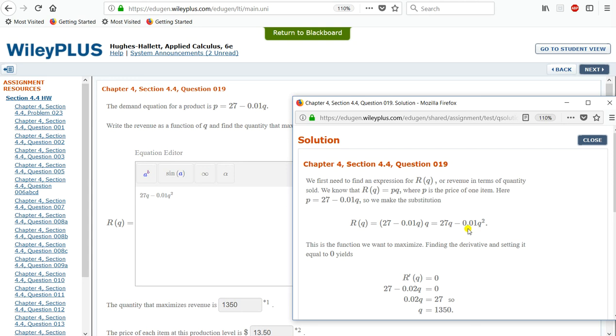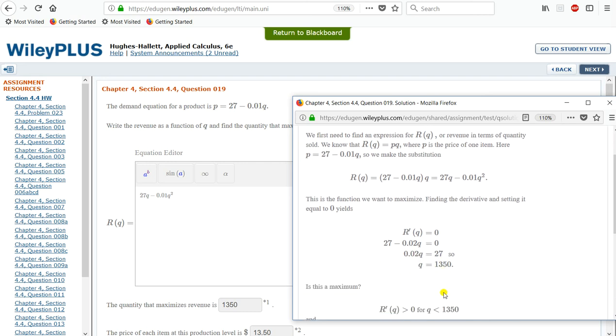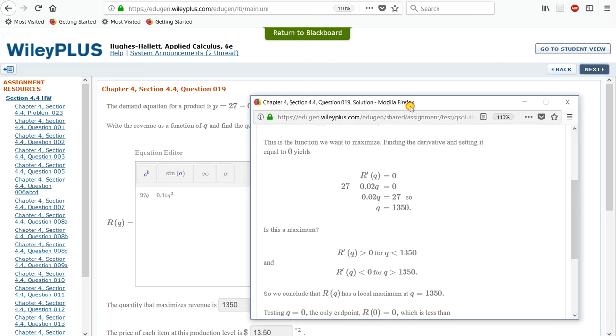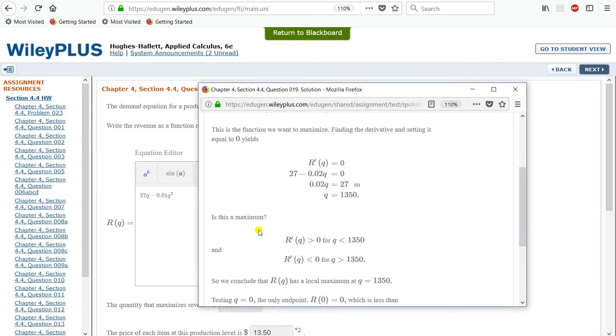And then again, to find the maximum of something, you have to find a critical value. Find the first derivative, R prime. You take the first derivative of this: 27Q becomes 27, and then bring down the 2 to 0.01, that's 0.02, subtract 1 from Q, and set it equal to 0, and solve for Q. You move this to the right side, divide both sides by 0.02, and you get Q to be 1350, and is it the maximum or the minimum value?